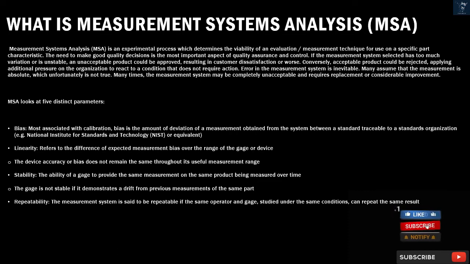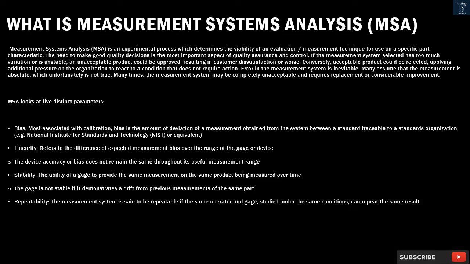Conversely, acceptable product could be rejected, applying additional pressure on the organization to react to a condition that does not require action. Error in the measurement system is inevitable. Many assume that the measurement is absolute, which unfortunately is not true. Many times the measurement system may be completely unacceptable and requires replacement or considerable improvement. MSA looks at 5 distinct parameters.